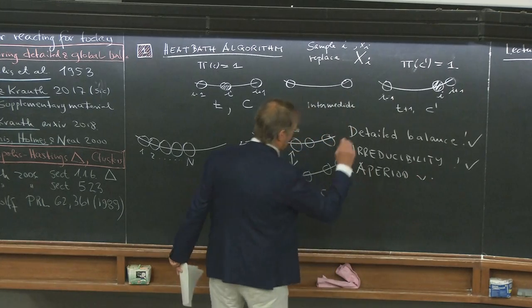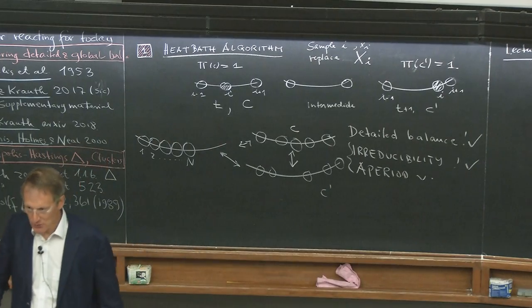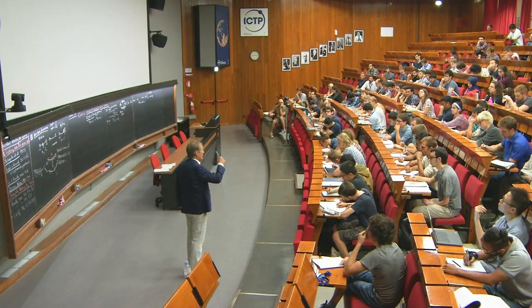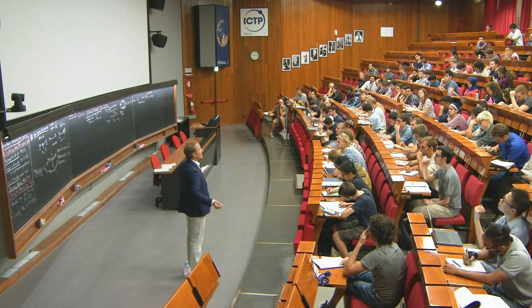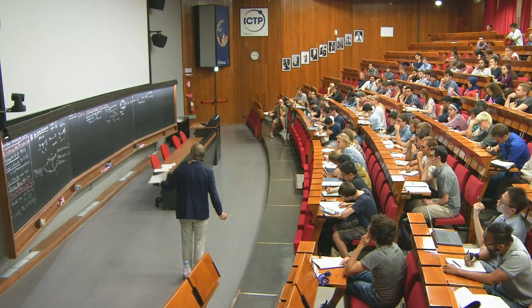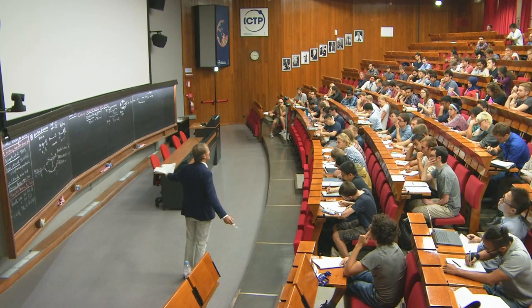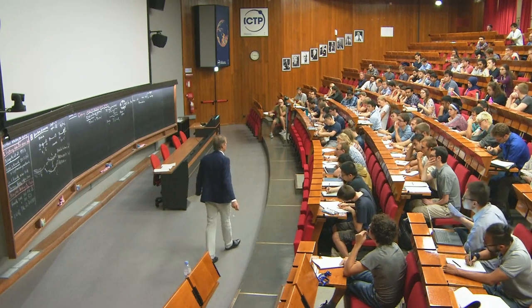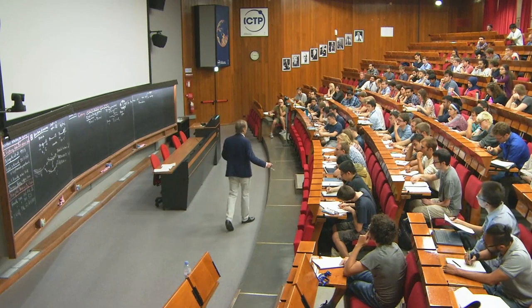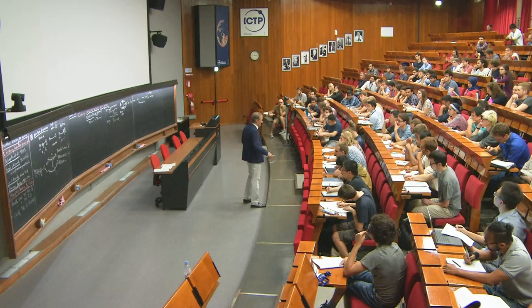So these two parts are kind of boring, irreducibility. There was a question earlier today. In much of the physics literature, what should be called irreducibility and aperiodicity is called ergodicity. And it creates a lot of confusion because ergodicity is something else.